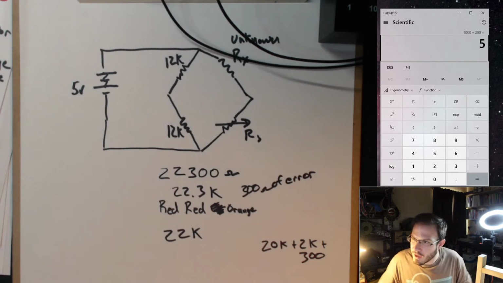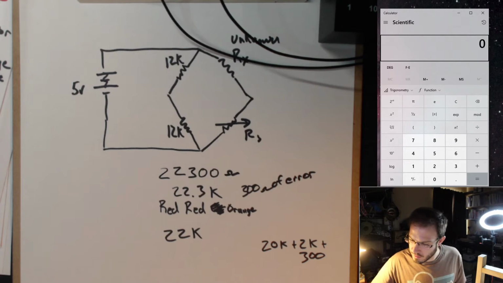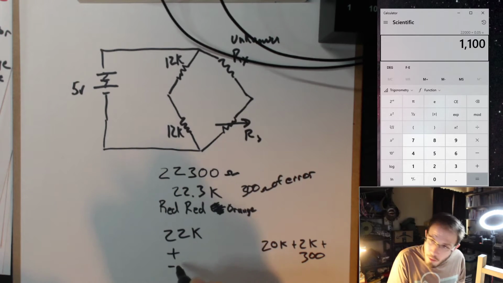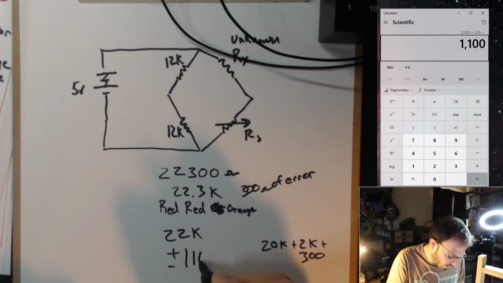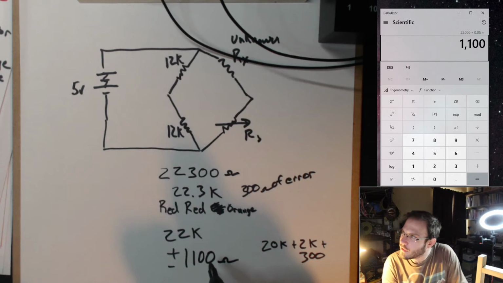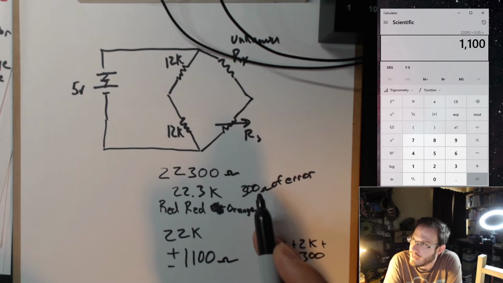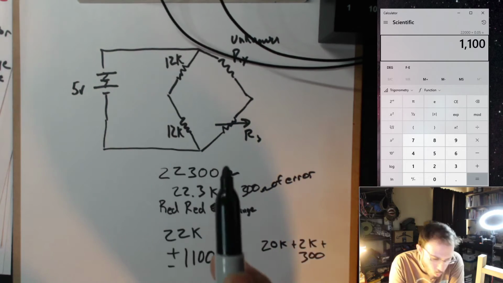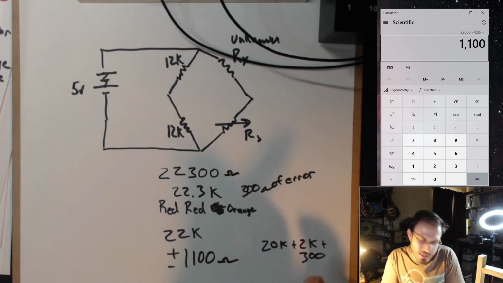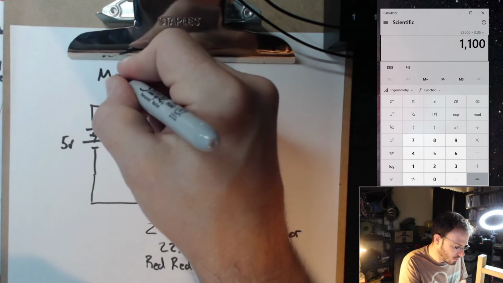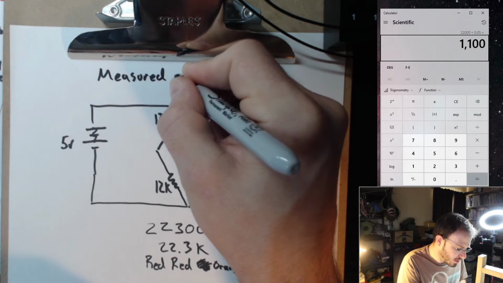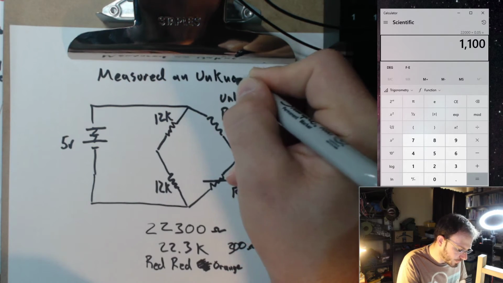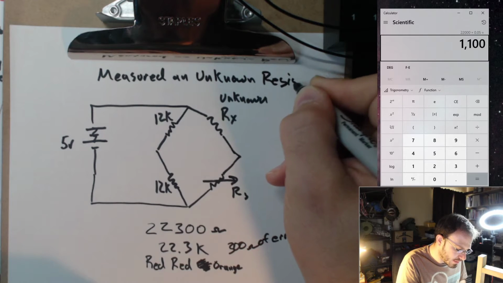And that times 5%, 22,000 times 0.05 means we can be plus minus 1,100 ohms and still be within spec. And we measured an error of 300 ohms. So we're well below that. Okay. So this bridge worked for what we intended to use it as. Measured an unknown resistance.